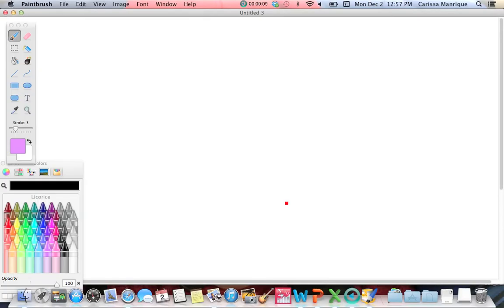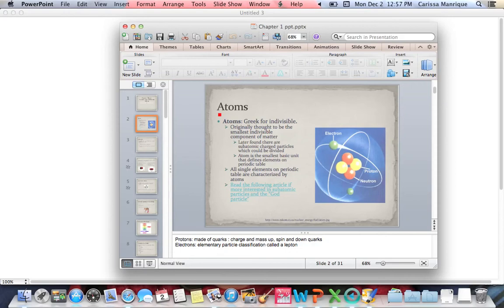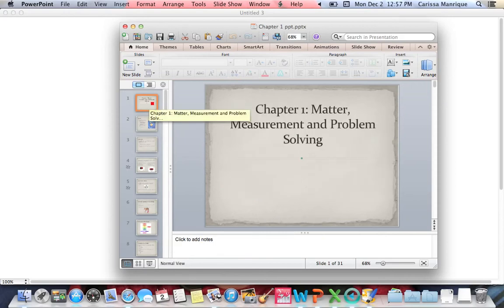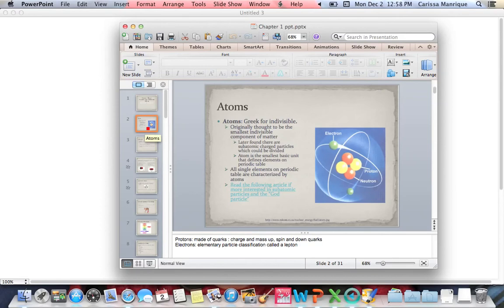Hello, class. Today we're going to start chapter 1. What we're going to do is go back and forth. This here is a drawing area where I'm going to draw some example problems and things that I think will help you in lecture. And then over here, PowerPoint, I will pull up to go over some of the material. So the first part of this lecture, we're going to go over matter.